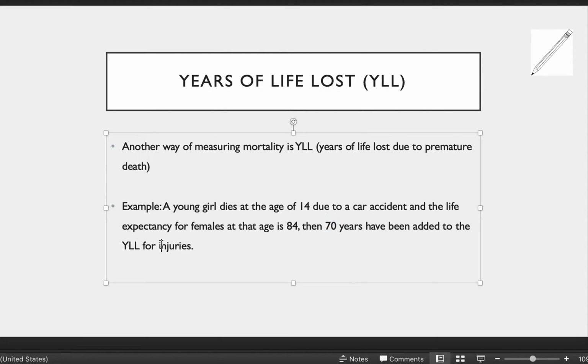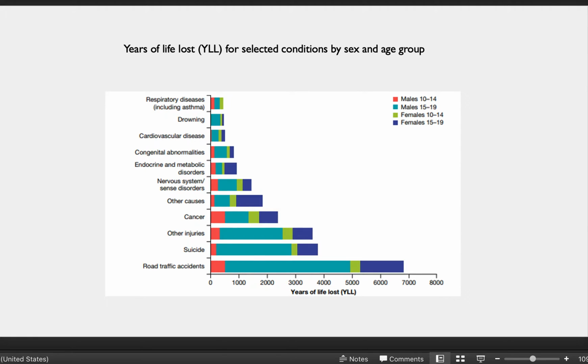Now, most of the time it's injuries and illnesses that have taken away the life prematurely, but years of life lost can also be an indicator that a country is starting to trend downwards in terms of their health status overall. So it's important to look at when people die, what are the number of people that are dying younger than expected, and actually equate that to a number that says what is the number of years of life lost.